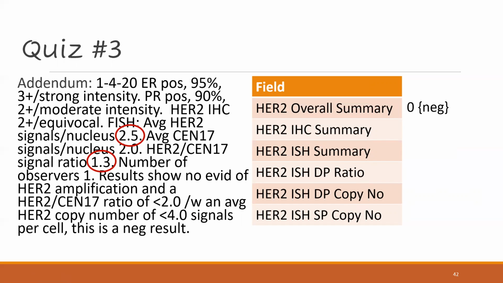The HER2 by IHC, and it was texted clearly here, is 2+ equivocal. That means I should look for a FISH. The HER2 by FISH is negative by that very last sentence at the bottom. And then we do have a dual probe, so our ratio is 1.3. And our HER2 copy number is 2.5. We do not have a single probe copy number.